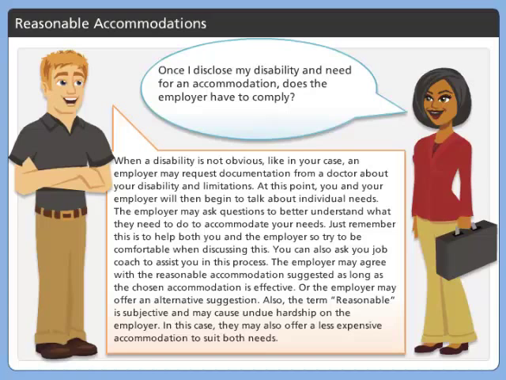Once I disclose my disability and need for an accommodation, does the employer have to comply? The employer may agree with the reasonable accommodation suggested as long as the chosen accommodation is effective, or the employer may offer an alternative suggestion. Also, the term reasonable is subjective and may cause undue hardship on the employer. In this case, they may also offer a less expensive accommodation to suit both needs.